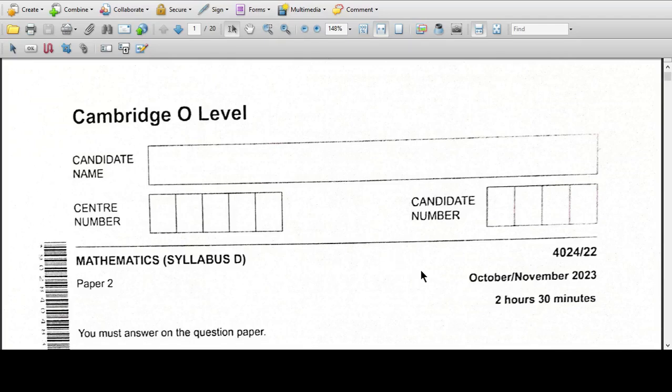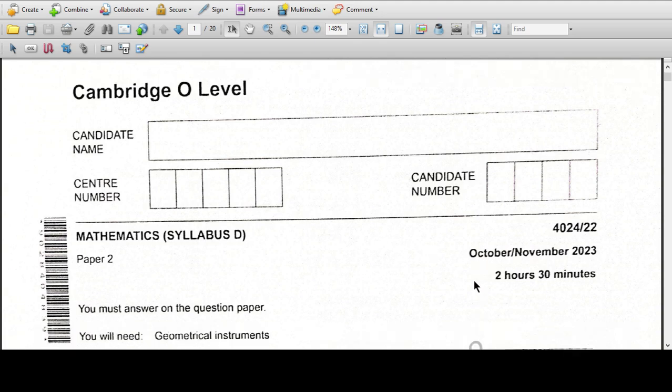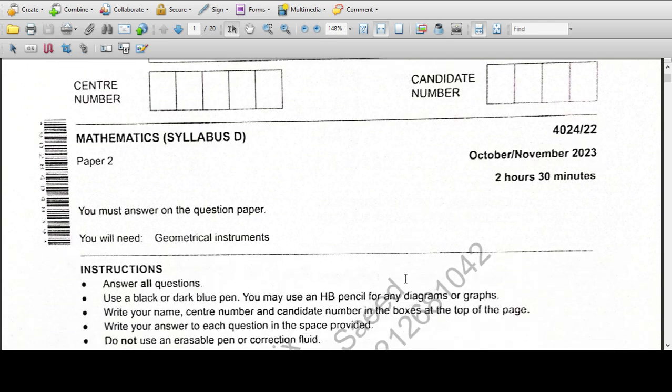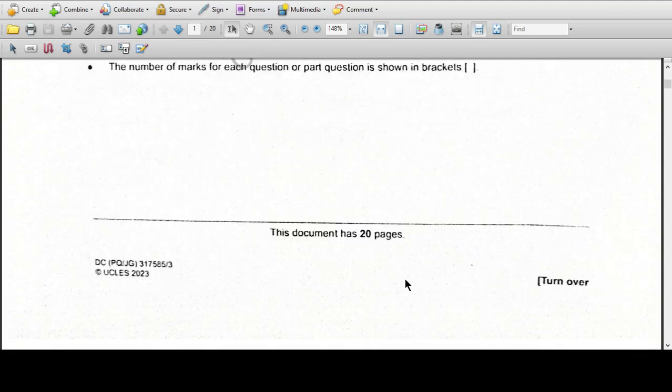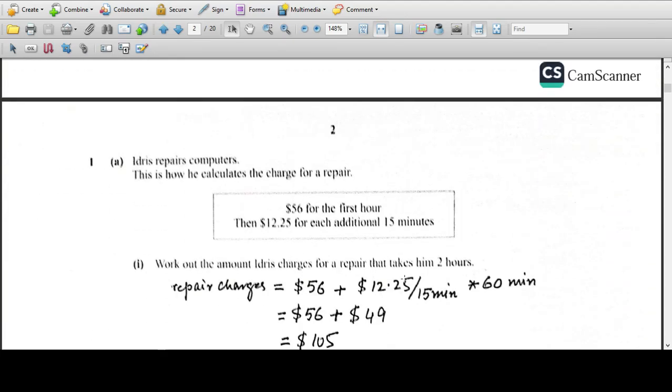Bismillahirrahmanirrahim. In this session, we will discuss a mathematics paper for O levels for October-November 2023, P2. This is paper 2, and let's start with question number 1.